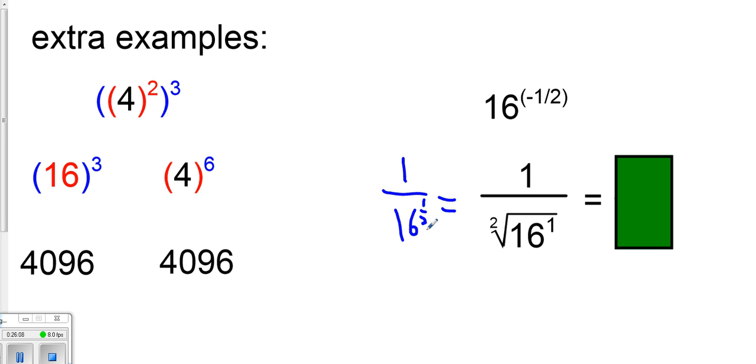Now 16 to the 1/2 power, this, remember, is the power of our base 16, so 16 to the 1. This is the index of the radical, so 2. The 2 radical sign just means the square root, so we really don't need the 2 there, so it just means square root of. 16 to the power of 1 is still just 16, so we don't really need that there. So really what we're looking for is 1 over the square root of 16. We know the square root of 16 is 4. So this is just 1 over 4, or 1/4.